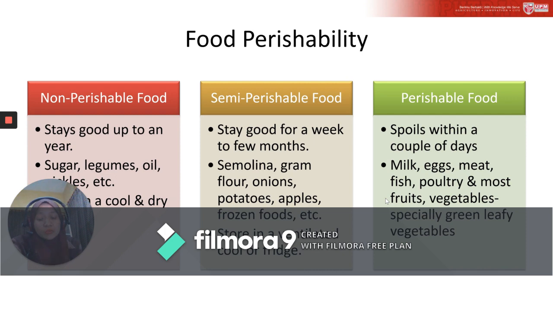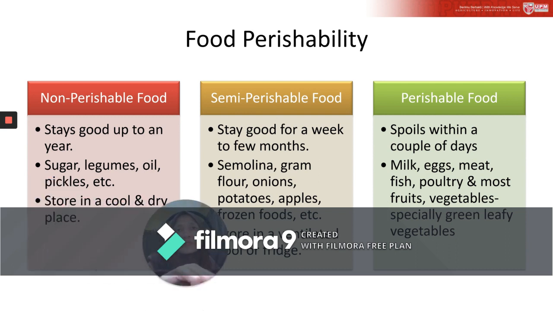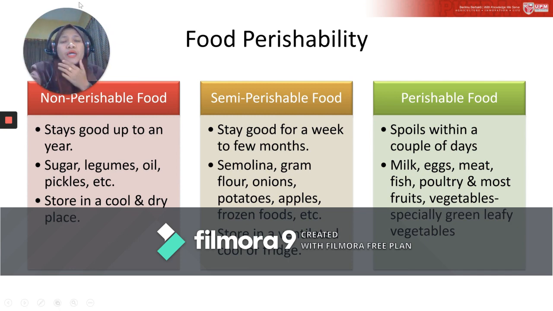So, food is categorized into 3 types based on perishability. For non-perishable foods, we have, for example, sugar, legumes, oil, pickles. These can stay good up to a year, and normally need storage in a cool or dry place. Semi-perishable food can stay for a week or a few months, for example semolina, grain flour, onions, potatoes, apple, frozen foods. The storage normally required is ventilated, cool, or fridge.